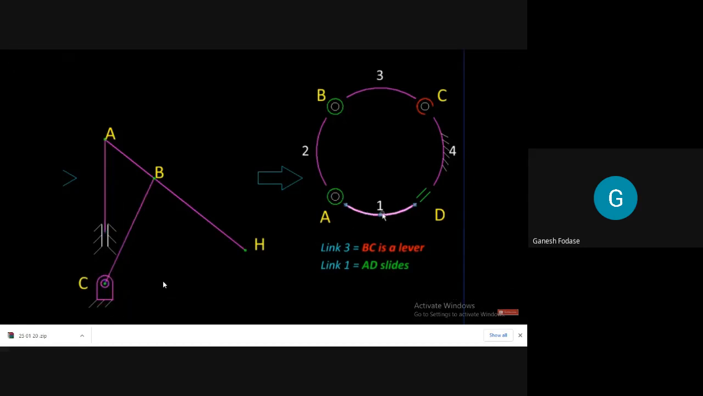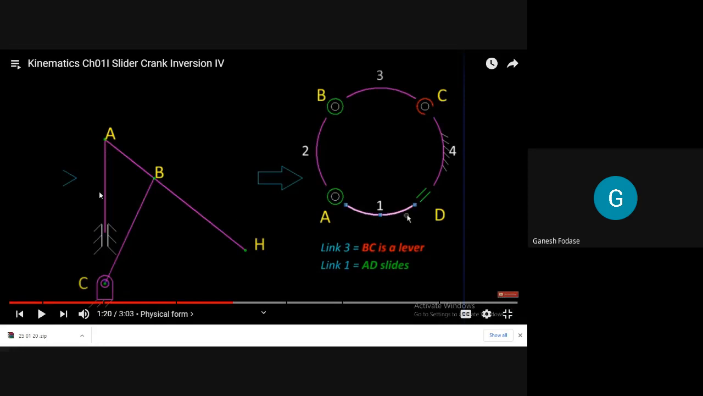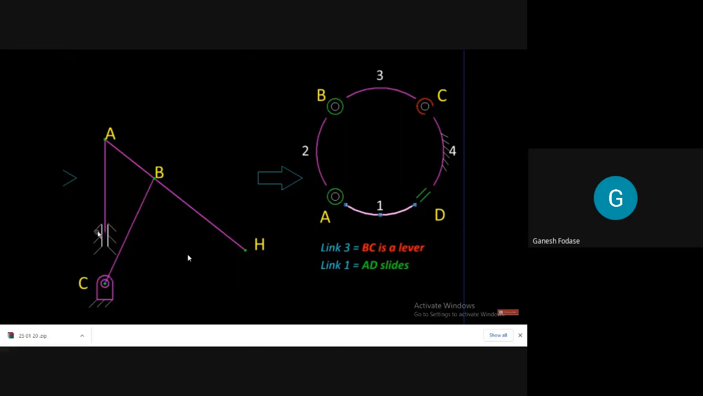Slider. Now you can observe this one is nothing but link number 1, and it has a sliding pair on one side, that is here, and a turning pair on the other side, that is A. At A it has a turning pair, and at D, or you can say at this end, it has a sliding pair. This one is the slider, and it is shown at D also. Again, just the same diagram.